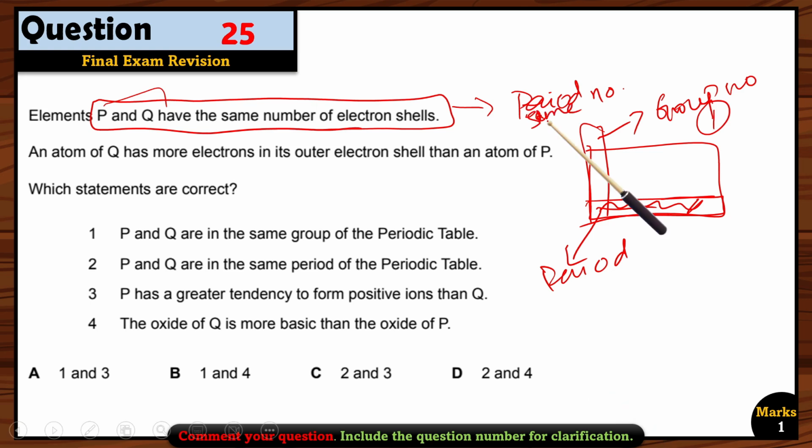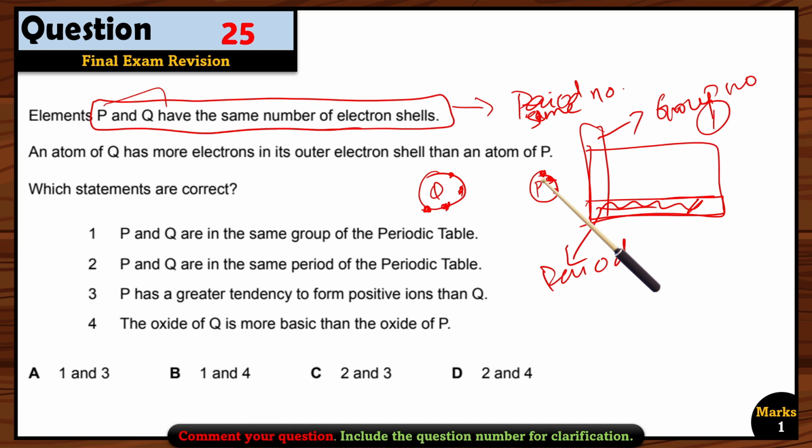Now let's see, an atom of Q has more electrons in its outer electron shell than an atom of P. So let's draw the last shell of the atoms P and Q. So this is our Q and this is our P, right? Q has more electrons in its outermost shell. For example, we can predict that maybe it has 4, okay? So P will have fewer, maybe 2 or 3. Now we can answer these questions.